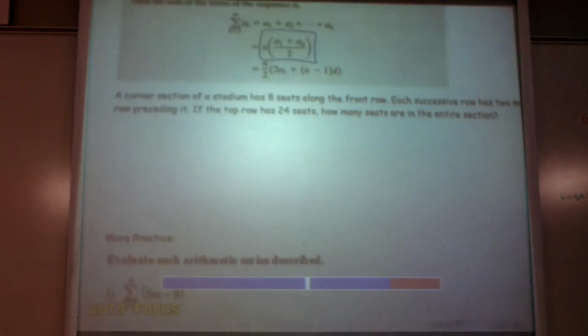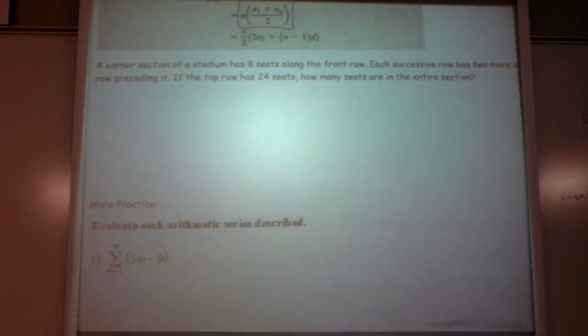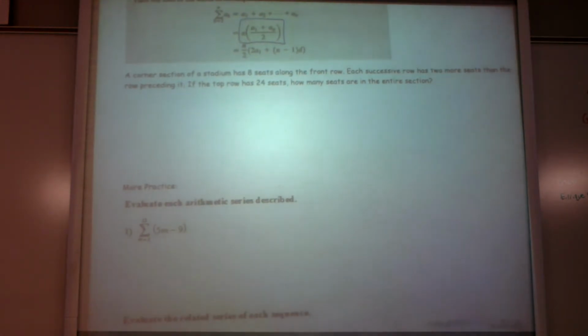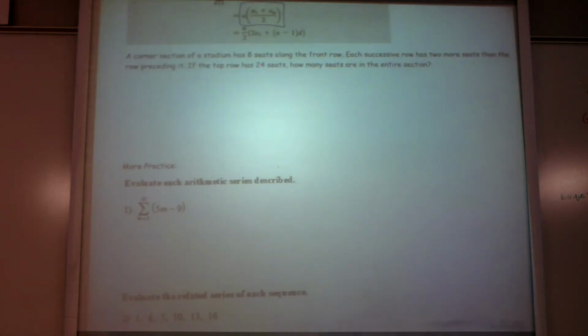Zoom out about here. A corner section of a stadium has 8 seats along the front row. Each successive row has 2 more seats than the row preceding it. If the top row has 24 seats, how many seats are in the entire section?